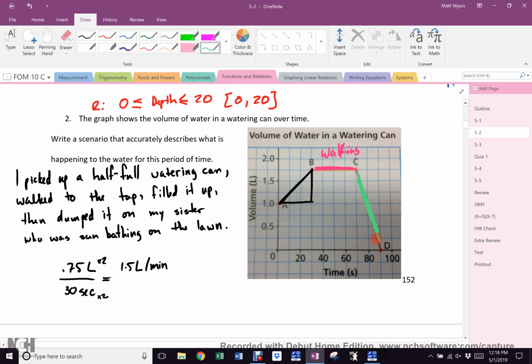I dumped it. How fast? How much did I dump? 1.75 liters in 20 seconds. What would be the proper rate there? 1 minute. How much did I have to multiply this by to get to 1 minute, which is, of course, 60 seconds? Times 3. So what do I have to do here? Times 3. So what's the answer?